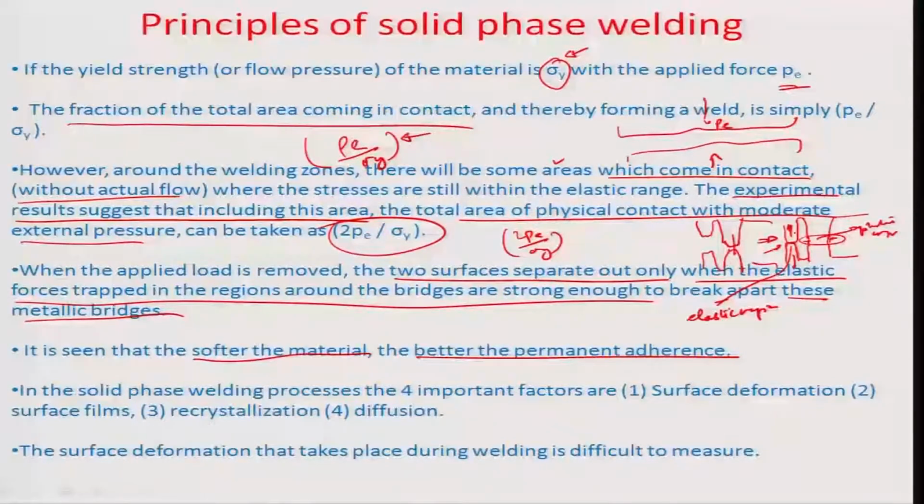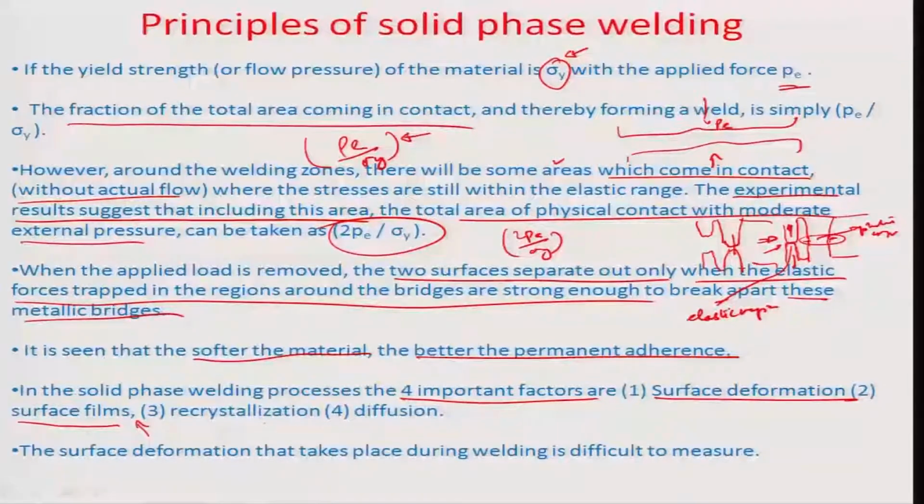So, in the solid phase welding process, 4 most important phenomena or factors are associated. One is obviously the surface deformation, the other is surface films, which sometimes promote the separation between the surfaces and do not allow the contact to take place. It may be a brittle film, for example, an oxide film, where there may be some local crack propagation, where this strength aspect of bulk versus weldment, that theory may not hold true anymore.